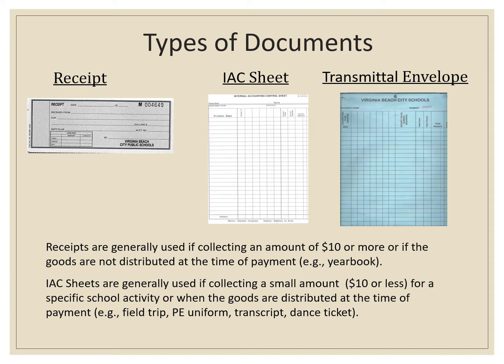IAC sheets are generally used if collecting a small amount, $10 or less, for a specific school activity or when the goods are distributed at the time of payment. Examples of that would be field trip, PE uniform, transcripts, dance tickets. Also, there's an exception where you can use an IAC sheet to collect student fees and also student dues.